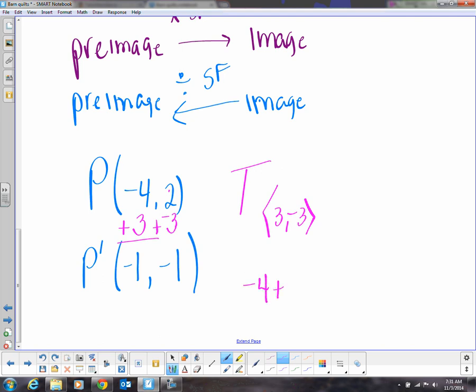Here's another way you could do it. Negative 4 plus what number equals negative 1? Solve for the question mark. You add 4. That unknown is 3. Bingo. You can do the same thing. 2 plus what number gives me negative 1? Solve for the question mark. The question mark is negative 3. What's next?